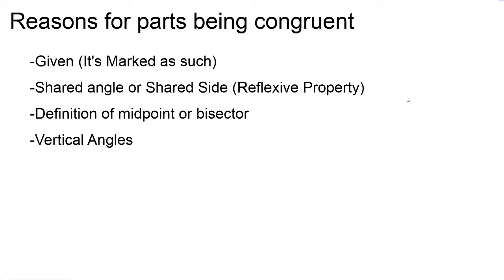Now, reasons for parts being congruent. We can immediately say that two parts of triangles are congruent because they're given. If this angle or side is shared, they're congruent. That's the reflexive property. And if something is the definition of midpoint or bisector, which we used a ton in the last section, we can definitely say that those two sides or angles are congruent. And vertical angles is another very common method for us to say, hey, we know those angles are congruent.